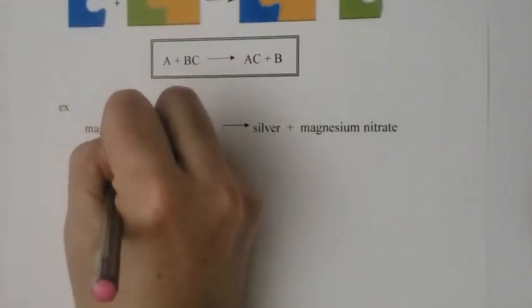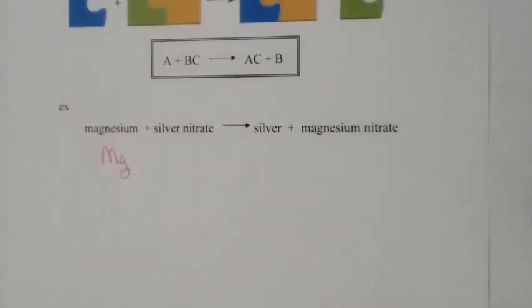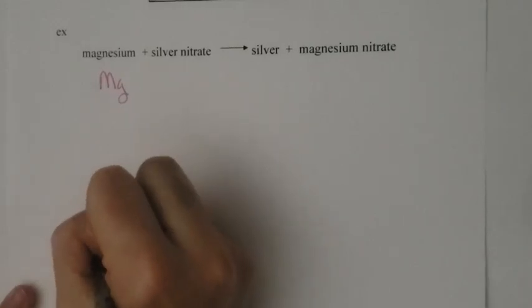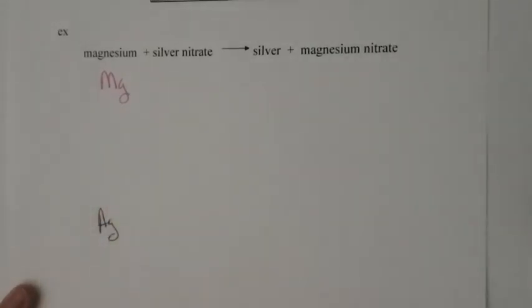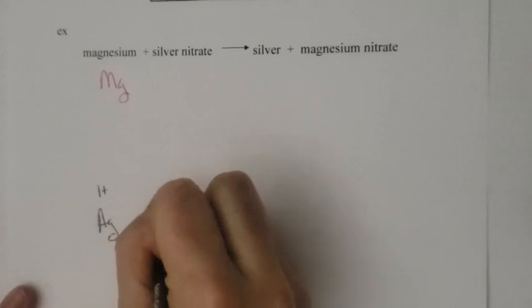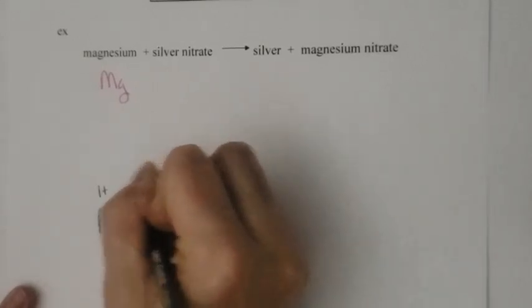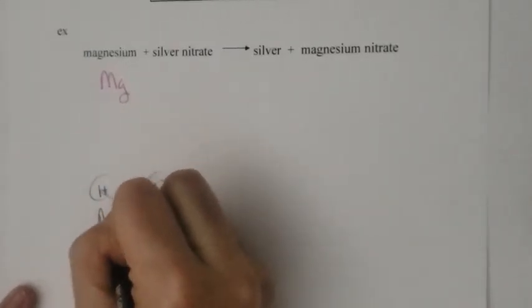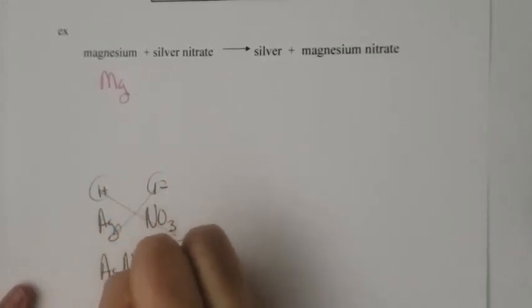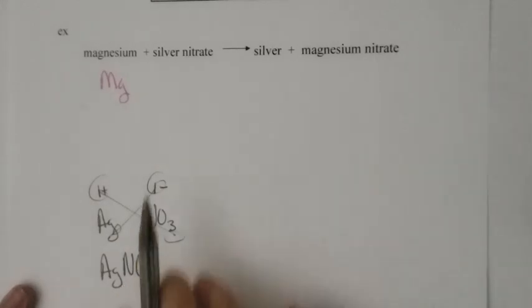Magnesium is just Mg. Silver nitrate, I need to figure that out. So I'm just going to write a little bit lower to work that one out. So silver is Ag, and with a 1 plus charge. Nitrate is NO3, and it has a 1 minus charge. We do the crisscross, that comes down, and I end up with AgNO3. So there's my formula. So I'm going to write that down up here.